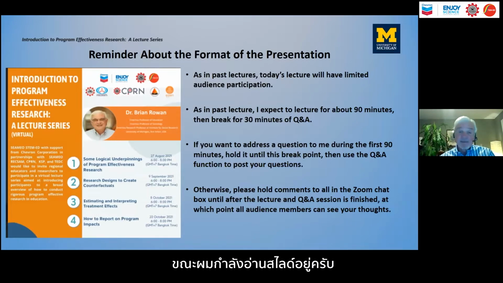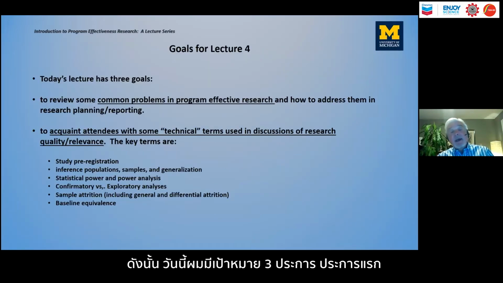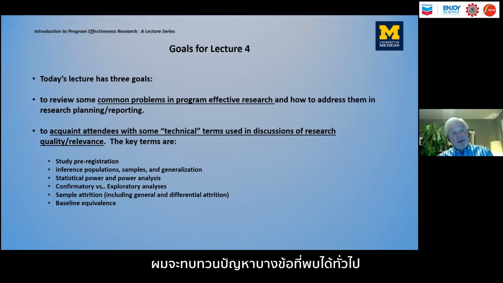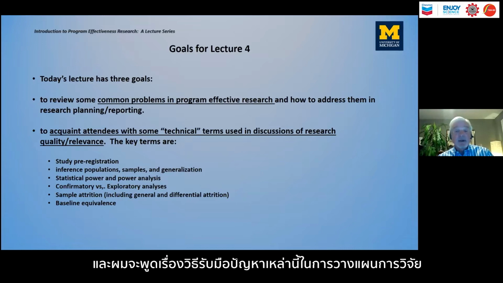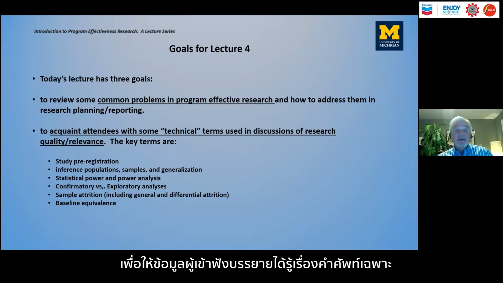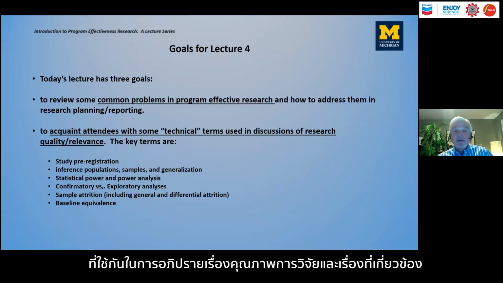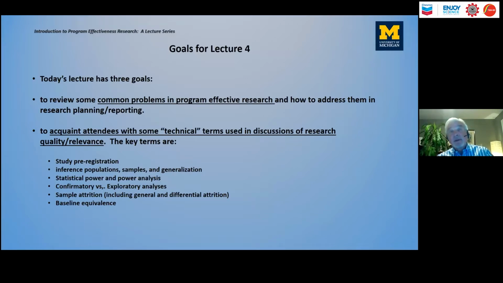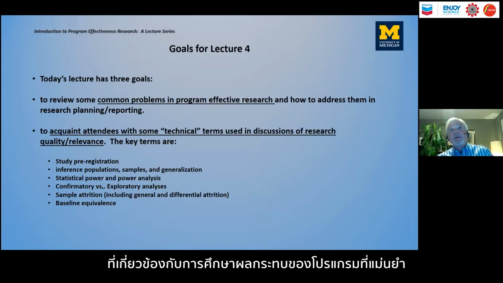So today I have 3 goals. First, I'm going to review some common problems in program effectiveness research, and talk a little bit about how you can address these common problems in research planning and reporting. This is basically designed to acquaint attendees with some technical terms that get used in discussions of research quality and relevance, particularly with respect to rigorous program impact studies.